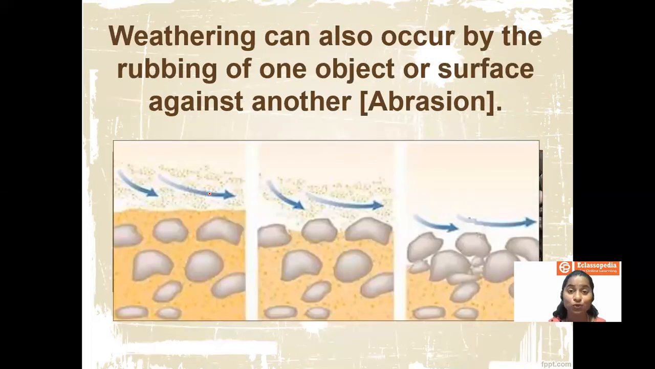And the last one is wind. The strong wind is able to carry away the sand particles. When these sand particles collide with the rock, it will break into small pieces after some period of time. Some period means it takes thousands of years. So these are the examples of mechanical weathering.